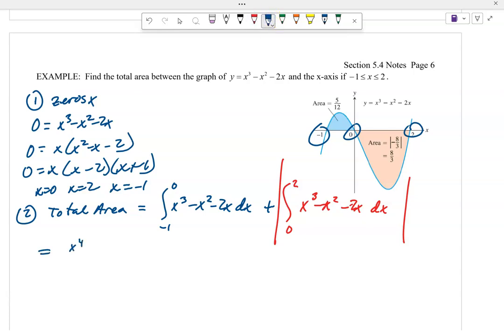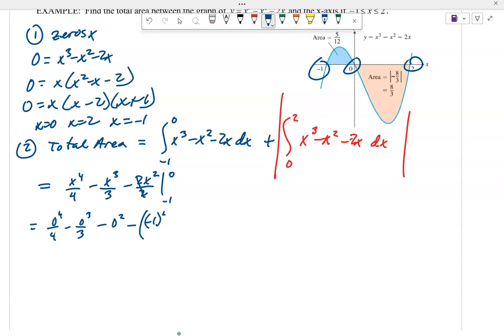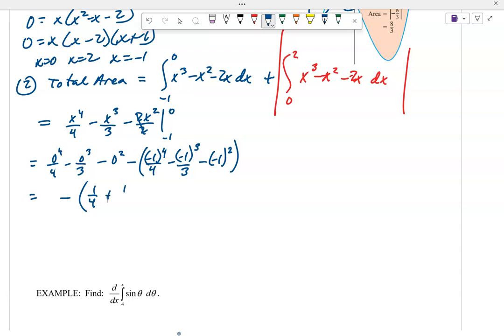So I got x to the 4th over 4 minus x to the 3rd over 3 minus 2x squared over 2 from negative 1 to 0. And so that'll end up being, I got 0 to the 4th over 4 minus 0 cubed over 3 minus 0 squared. So a bunch of zeros minus negative 1 to the 4th over 4 minus negative 1 to the 3rd over 3 minus negative 1 squared. And so I got 0 minus 0 minus 0 minus, and now I got 1/4 minus a negative 1/3, so that's a plus 1/3, minus a negative 1 squared, which is positive 1.